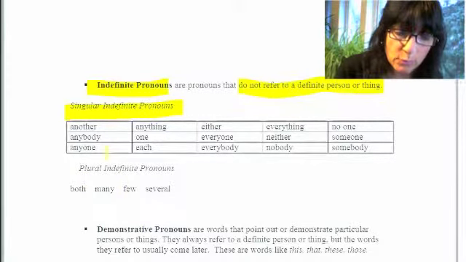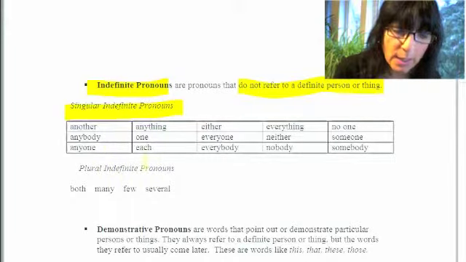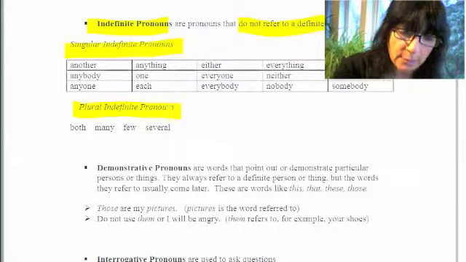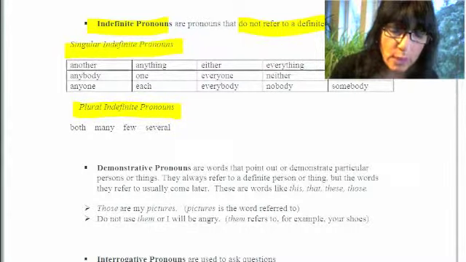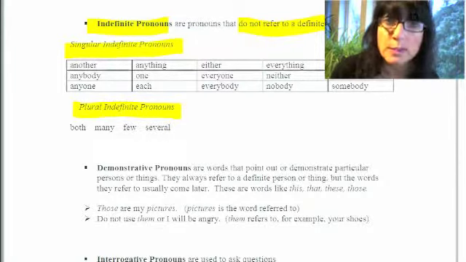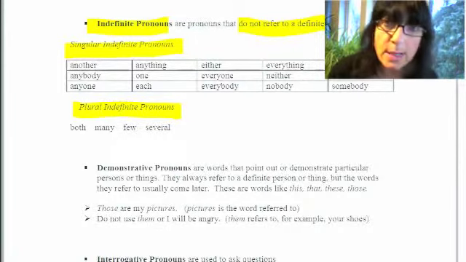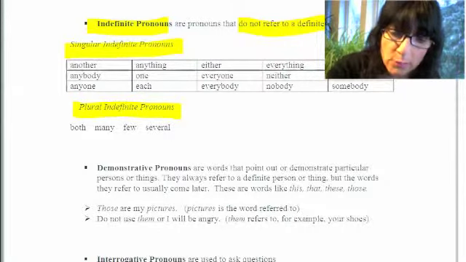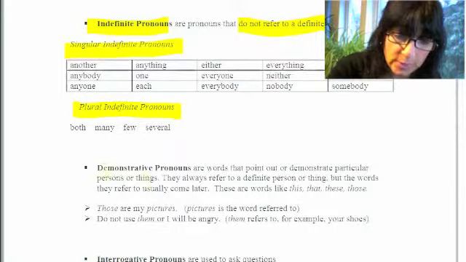Indefinite singular pronouns are words like another, anybody, anyone, anything, one, each, either, everyone, everybody, everything, neither, nobody, no one, someone, and somebody. And then there are plural indefinite pronouns, which I've listed for you. They include both, many, few, and several. Just so that you understand the value of these words in a sentence and how to use them, and why it's important to understand the meaning and the definition of these words.